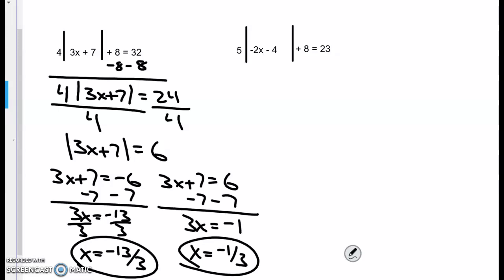And if you plug them back in and check, negative 13 over 3 times 3 is negative 13. Plus 7 is negative 6. Absolute value of negative 6 is 6. 6 times 4 is 24. 24 and 8 is 32. You can check all of that.